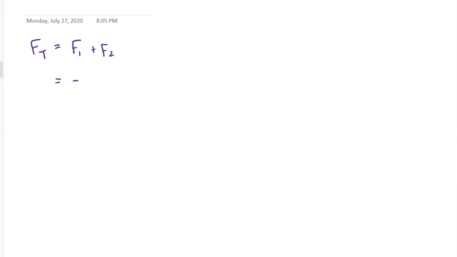There's going to be negative K, and then the elongation, right, which was X plus S, plus the weight, which is acceleration due to gravity, times the mass. So I'm just going to write M for mass and 9.8 for meters per second squared. Okay.